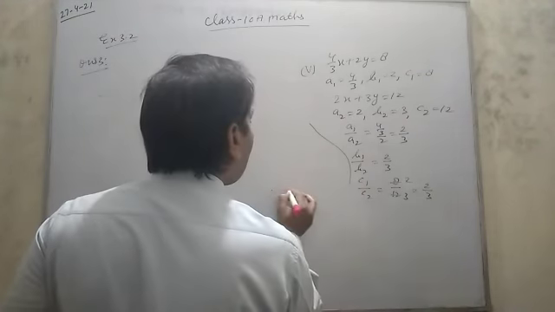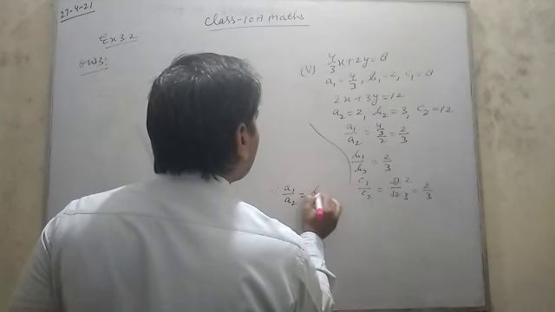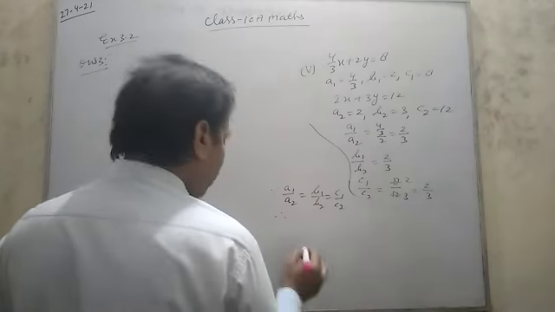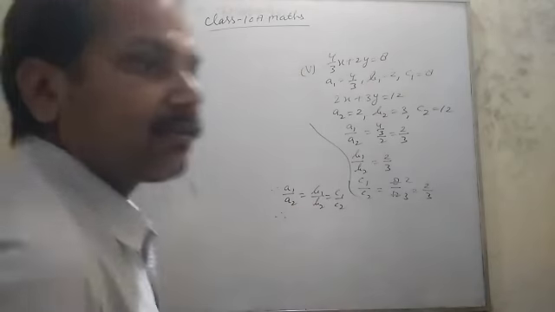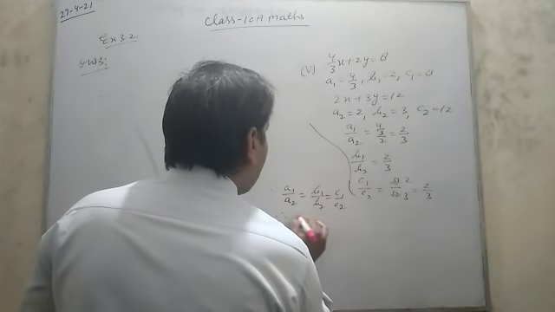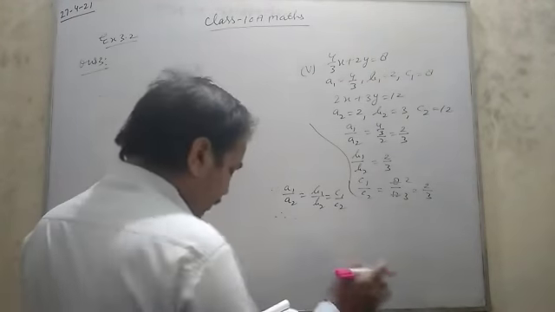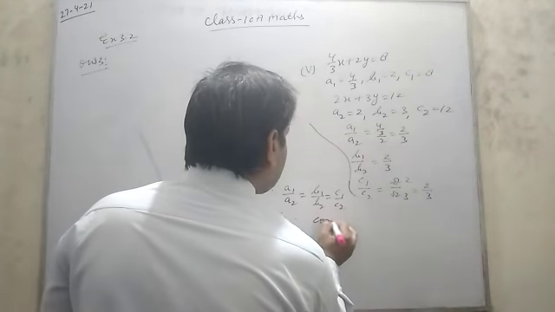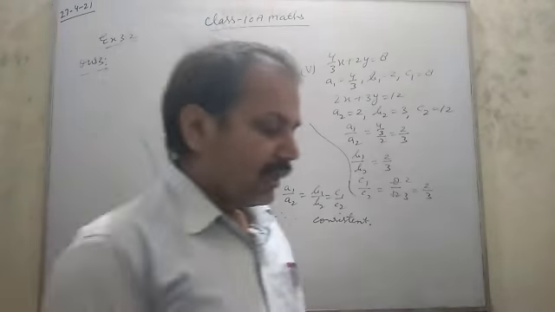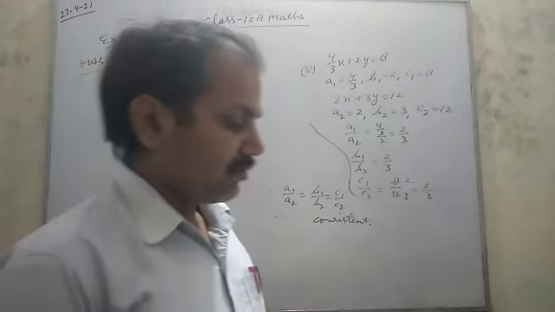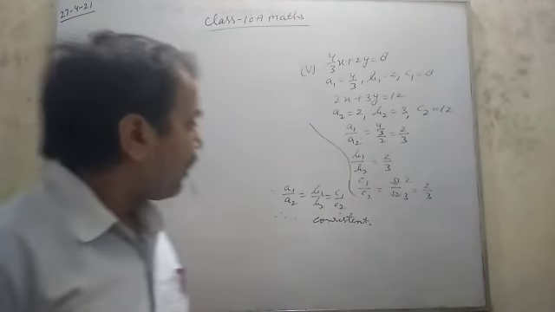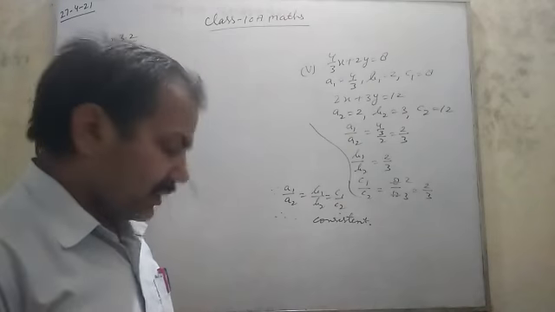So since a1 upon a2 is equal to b1 upon b2 is equal to c1 upon c2, this is the condition of coincident lines, infinitely many solutions, which means the pair of linear equations is consistent. In case of no solution, only then will the equations be inconsistent. But in case of unique solution and infinitely many solutions, the pair of linear equations will be consistent.